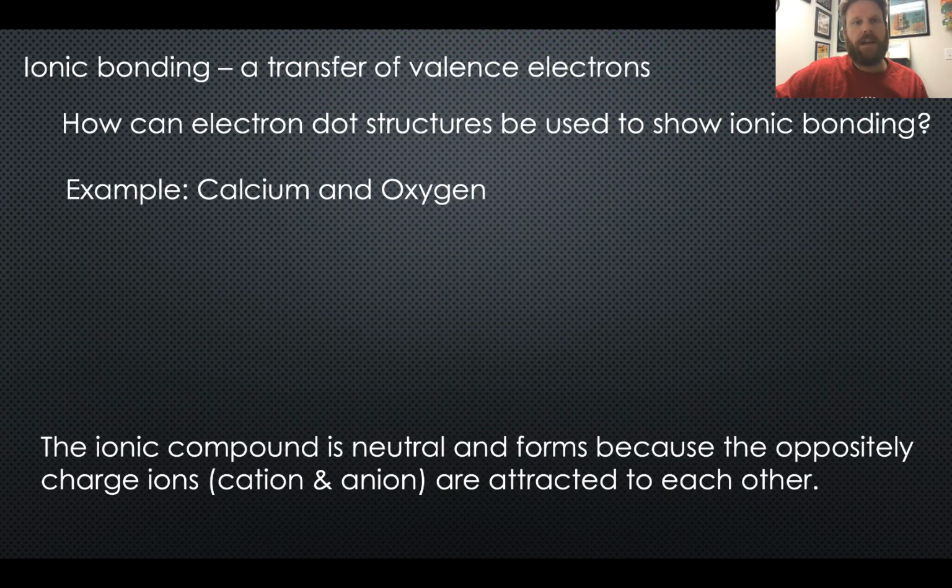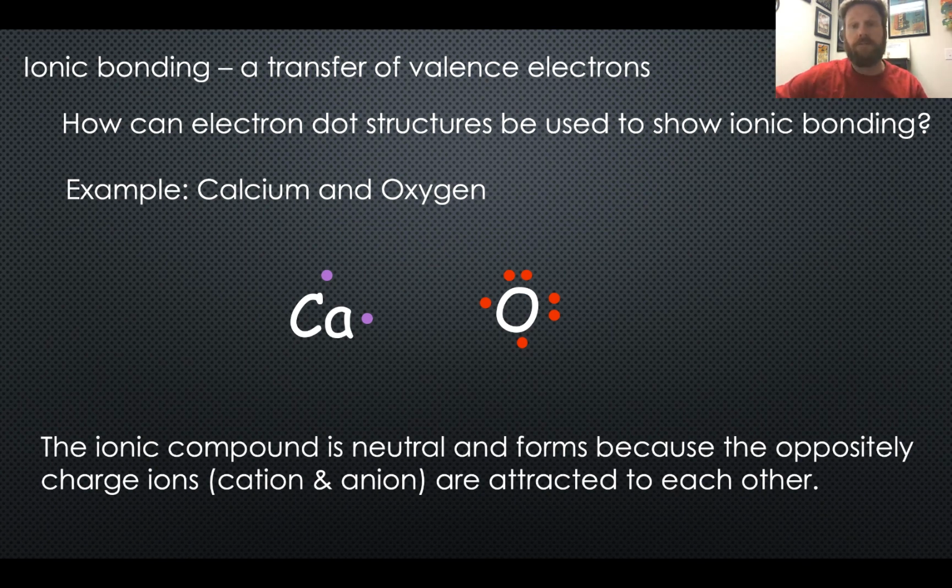Okay, how can electron dot structures help us to visualize the formation of an ionic bond? Let's stick with the example using calcium and oxygen. Start with the electron dot structures of both elements. Ca with 2 dots and O with 6 dots. Ionic bonds form due to a transfer of electrons from the metal to the nonmetal.